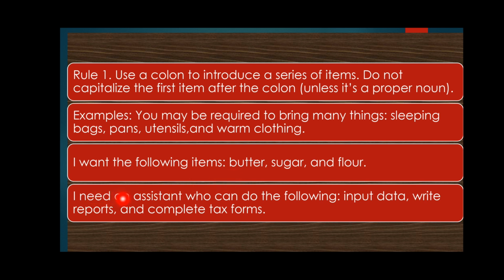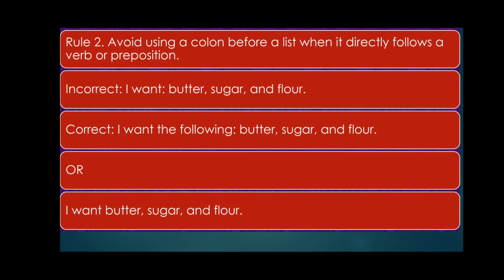And I need an assistant who can do the following: input data, write reports, and complete text forms. Again, we have mentioned here a series of items, what a person can do. Input data, right? He is expert or skillful to put data, or input data. Write reports and complete text forms. So this is rule number 1.